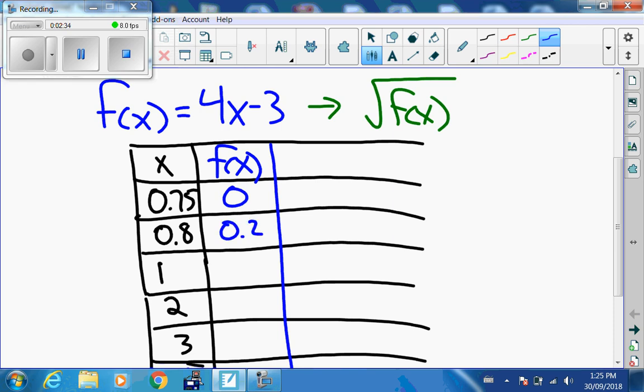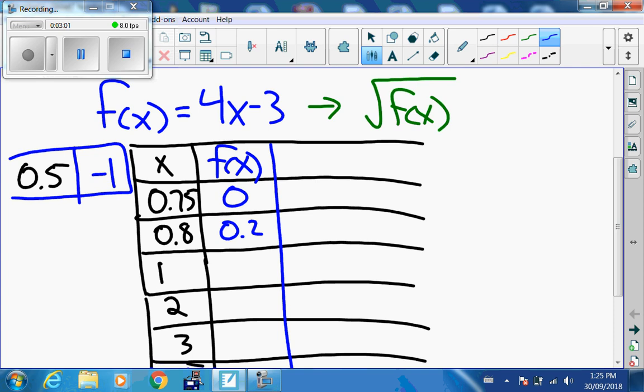Now, I'm going to add in an extra spot over here. Let's put in 0.5 as well. If we put 0.5 into this, we would get 0.5 times 4 is 2. 2 minus 3 is -1. So I'm just going to add that point into the table so it's all going to make sense.